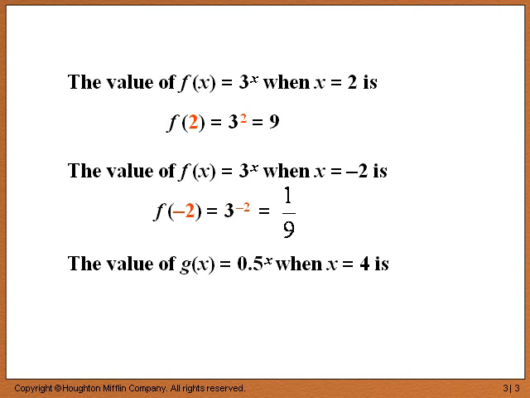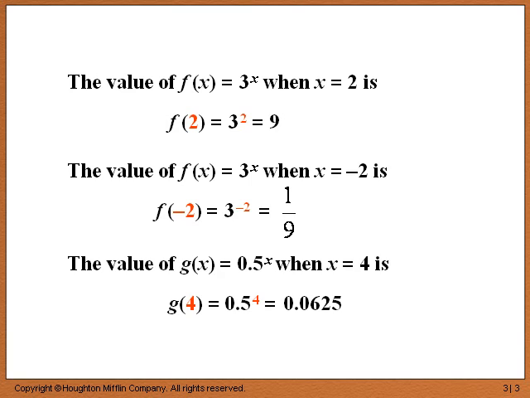The value of g of x equals 0.5 to the x when x equals 4 is, and now is a good moment for you to locate on your calculator the button for exponents. Different calculators have different ways to do this. So take a moment to locate that on your calculator. You can press pause and work this out, 0.5 to the 4th power. Take a moment to do that now, and then resume when you have an answer.